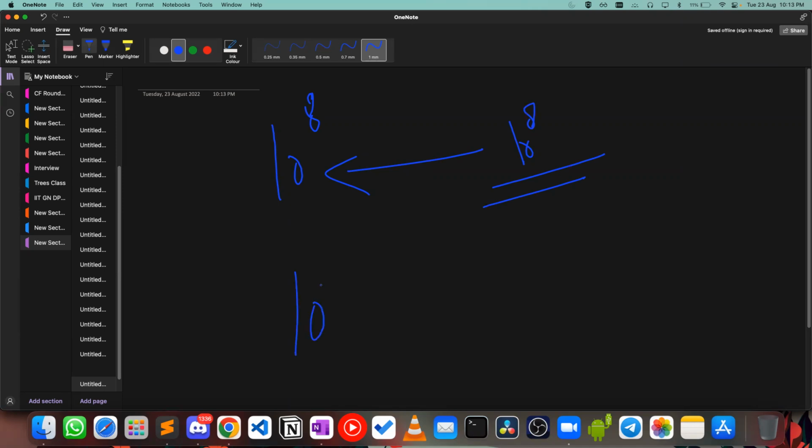But the point is you cannot have a memory of 10 to the power 8. This is going to be huge. The largest memory that you can have is something like 10 to the power 7. It can even go up to 2 into 10 to the power 7 or 3 into 10 to the power 7. But you can never have a memory which is like 10 to the power 8.